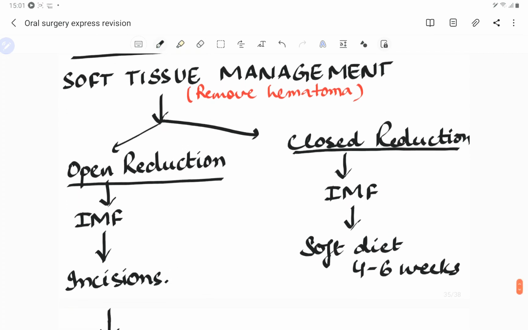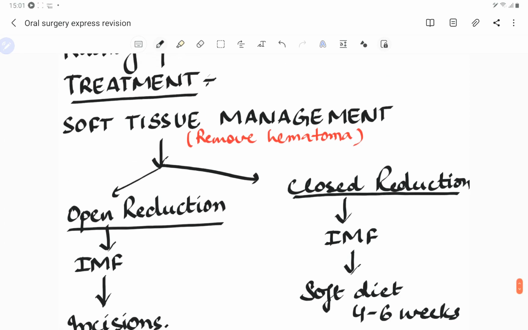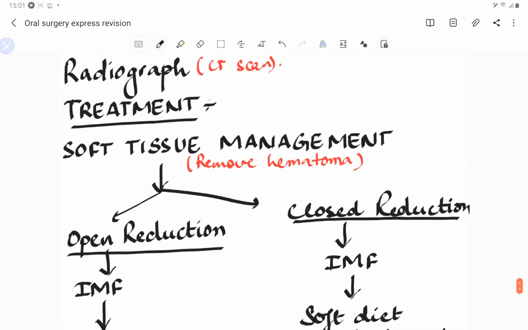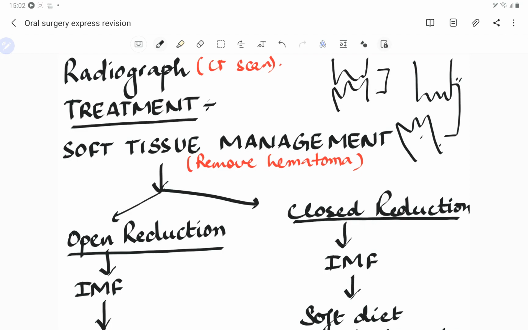So then either we go for the open reduction or we go for the closed reduction, depending on the fracture. That means if the fracture is displaced, all these things guys we have talked about. Say if the fracture is displaced like this, all the fragments are not at their original position, then usually most of the time we are not able to do the reduction. If we are not able to approximate these fragments back together, we go for the open reduction procedure wherein we do the surgery.